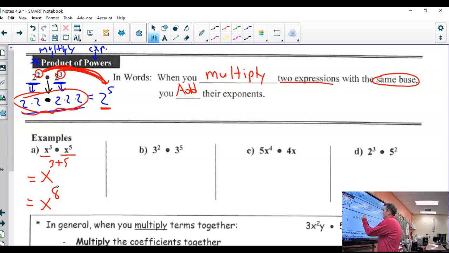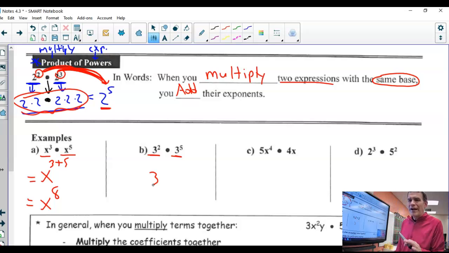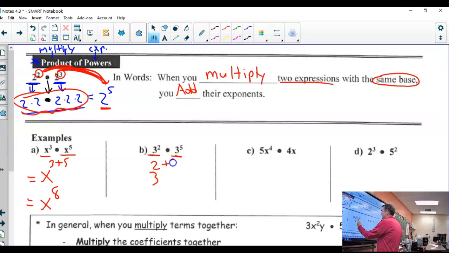What about 3 to the second times 3 to the fifth, right? Now the 3 is the base. So I don't multiply the 3's together. No. When I multiply two things together that have the same base, all I do is add the exponents. This would be 3 to the second times 3 to the fifth, which of course would be 3 to the seventh. Right? Think about that, you guys.